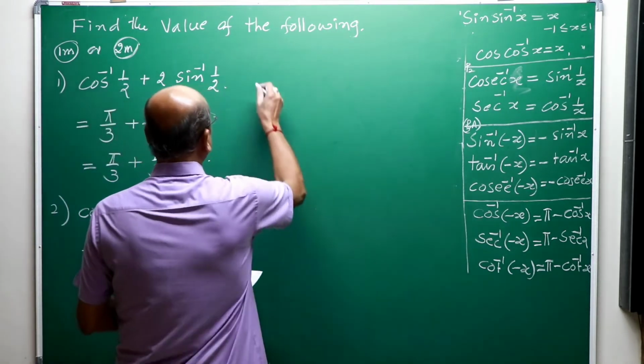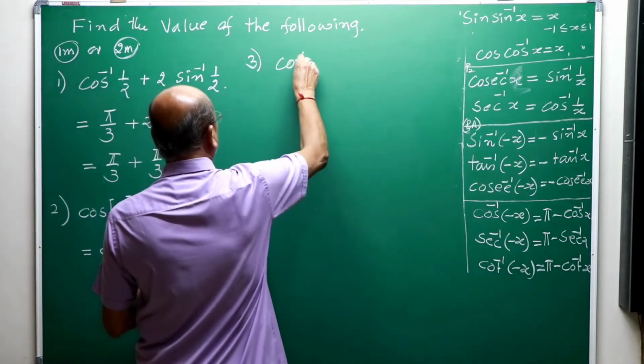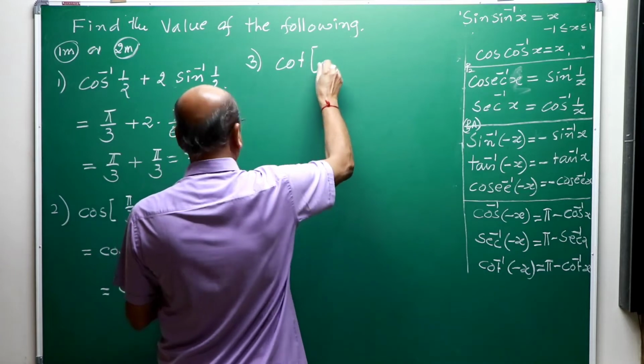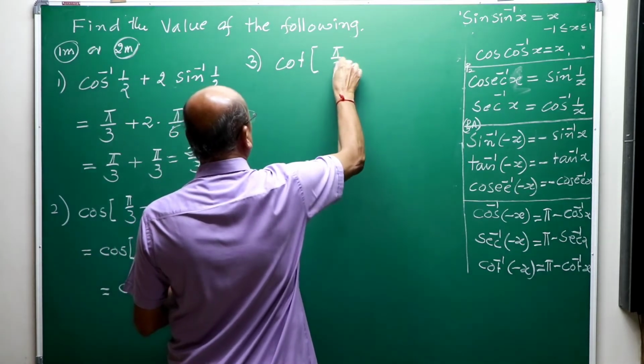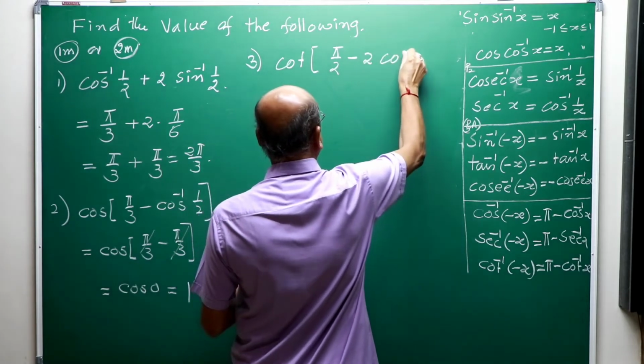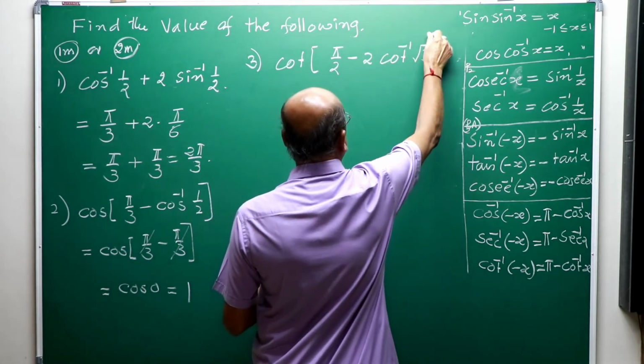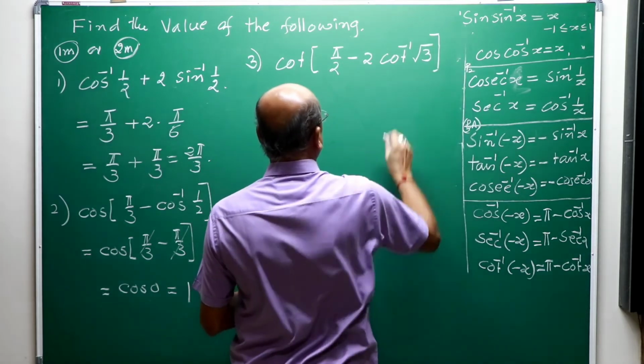Next example. This is cot of pi by 2 minus 2 cot inverse root 3.